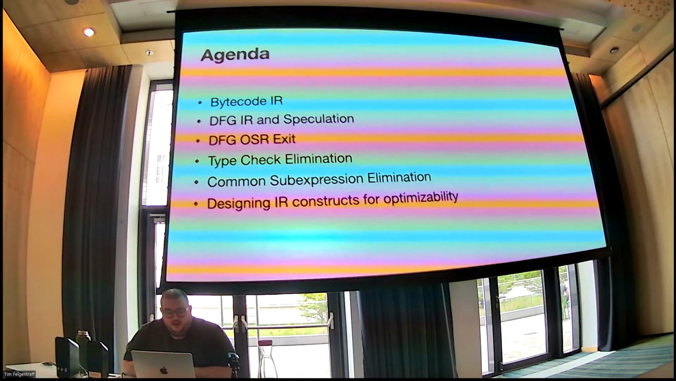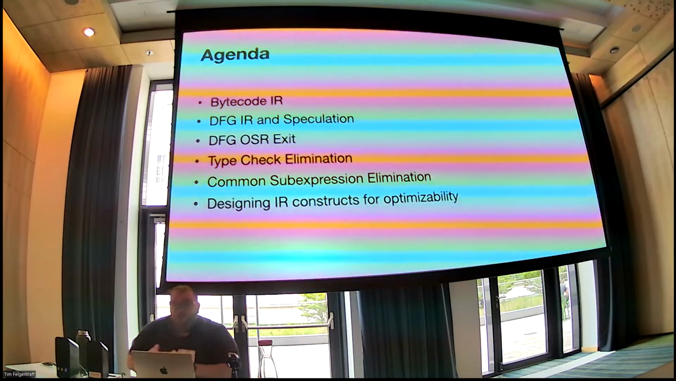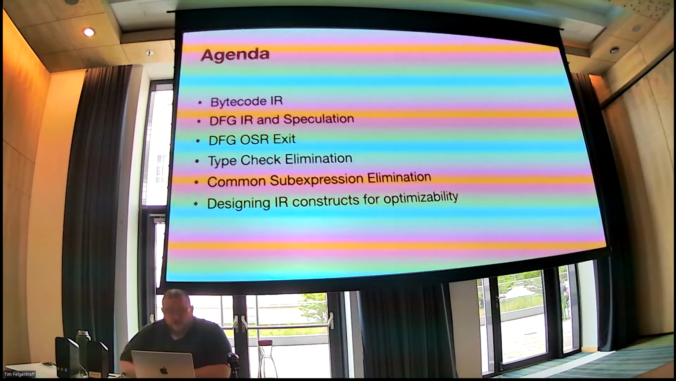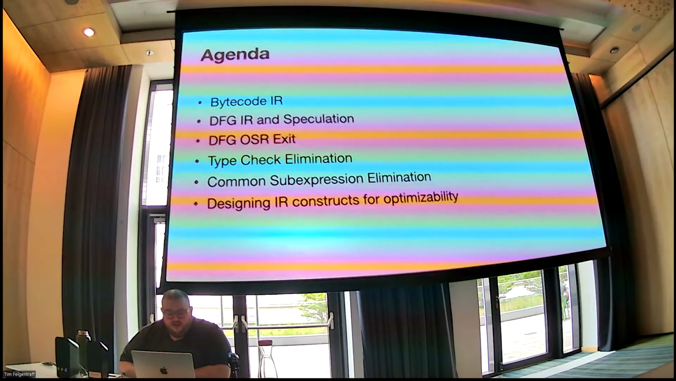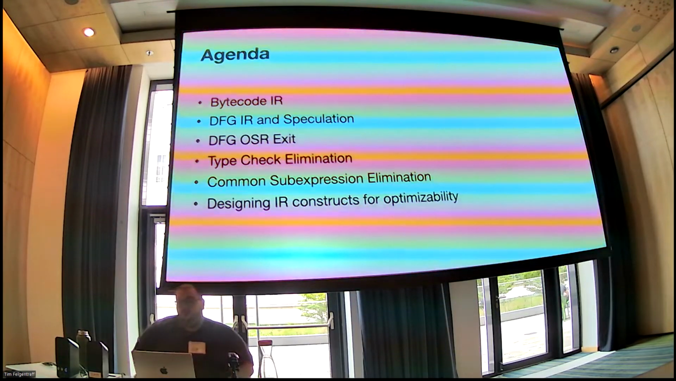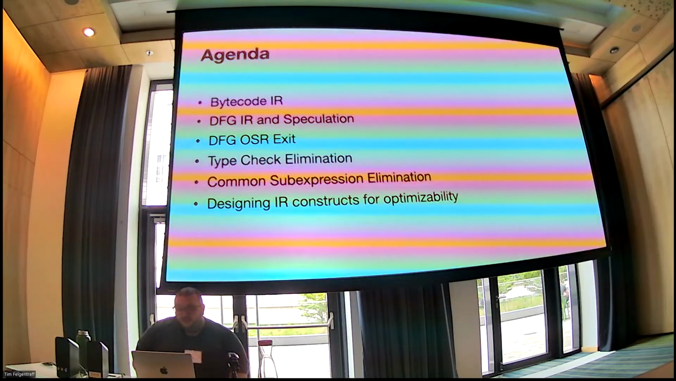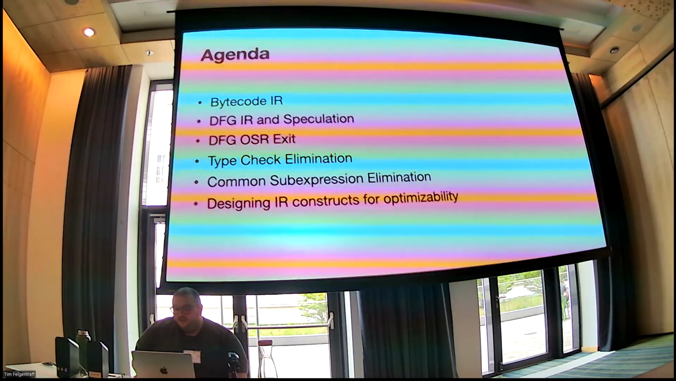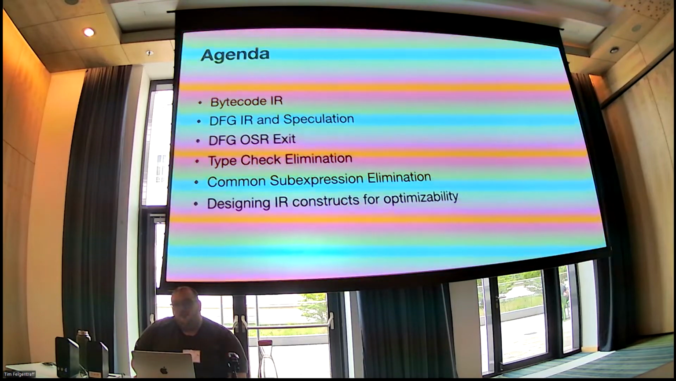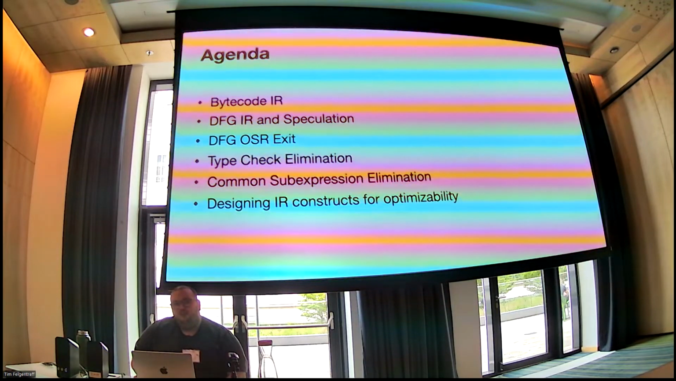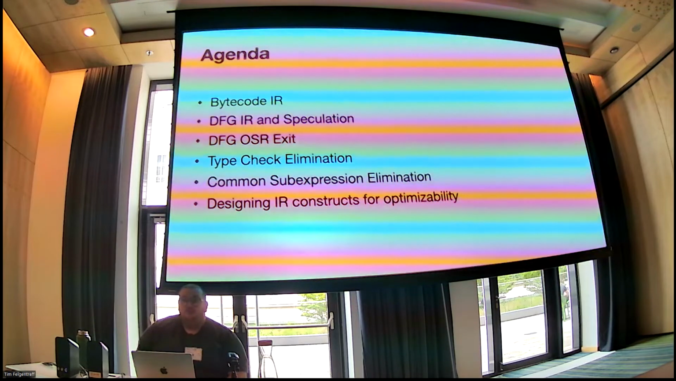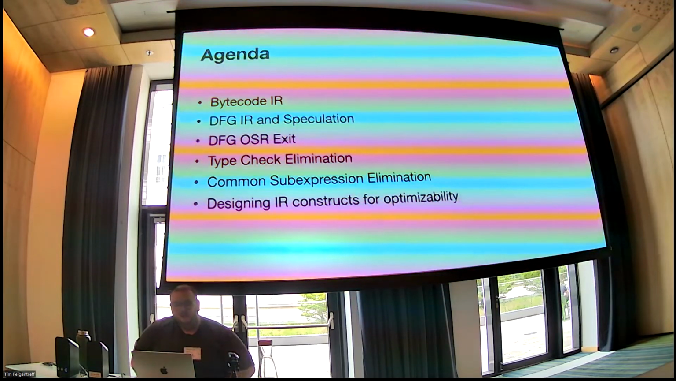I'm going to talk a little bit about how we implement speculation. We do that via OSR exit. Then I'll talk about how speculation allows us to do type check elimination and common sub-expression elimination. And then if we have time, I'll talk about, if you're hacking on JavaScript Core, how you could think about implementing a new feature in our IR.